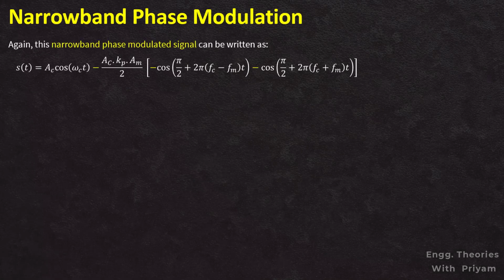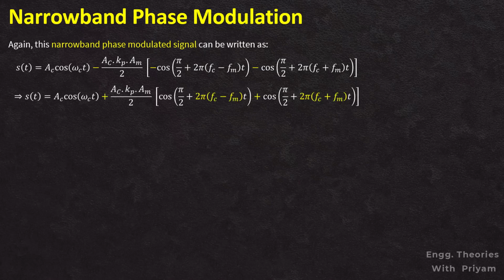Now the narrowband phase modulated signal can be written as Ac cos ωct minus Ac/2 Kp Am [cos(π/2 + 2π(fc − fm)t) − cos(π/2 − 2π(fc + fm)t)]. Now we can take this minus outside the square bracket, then it will become s(t) = Ac cos ωct plus Ac/2 Kp Am [cos(π/2 + 2π(fc − fm)t) + cos(π/2 + 2π(fc + fm)t)].